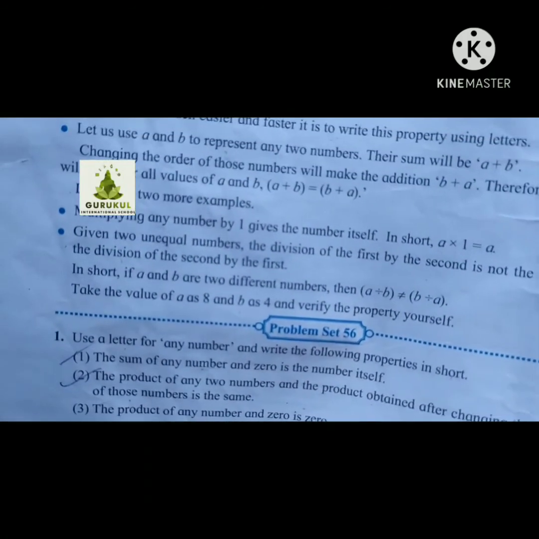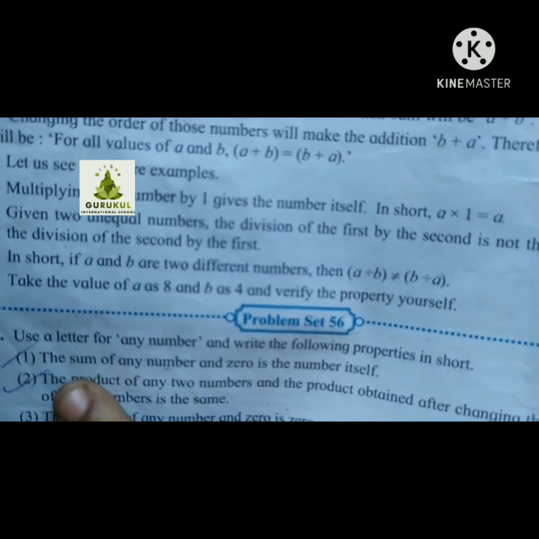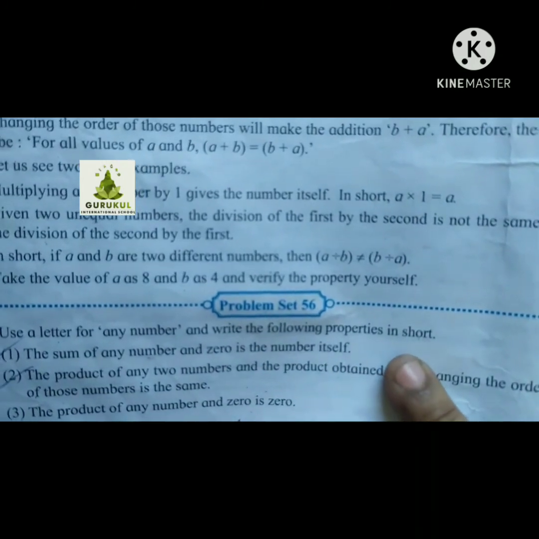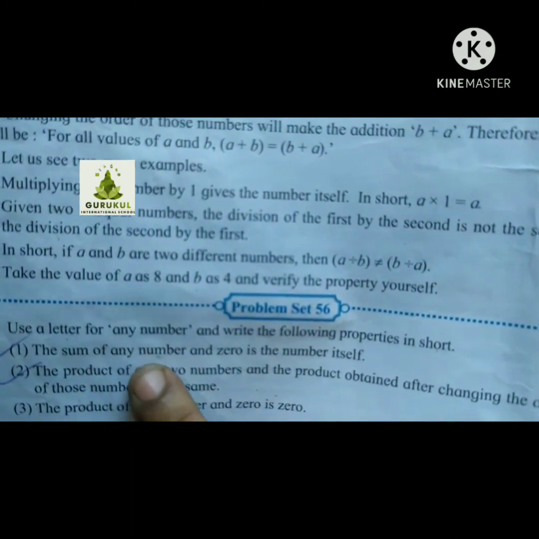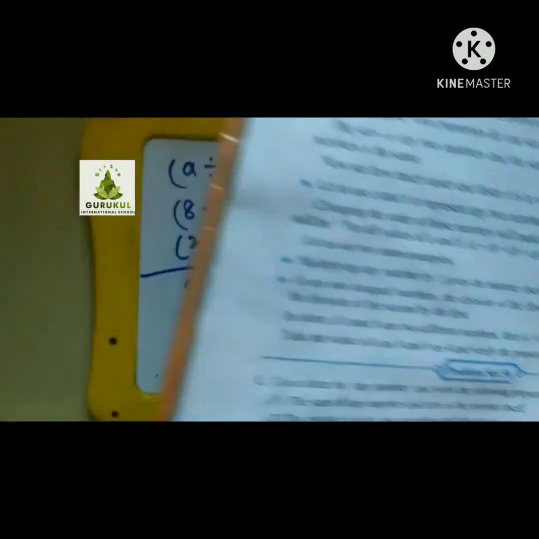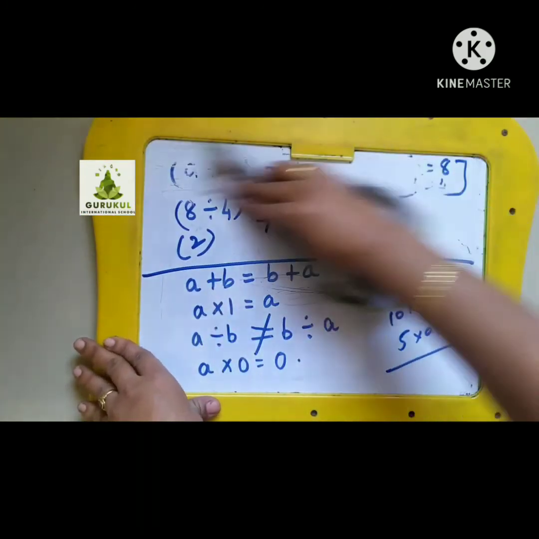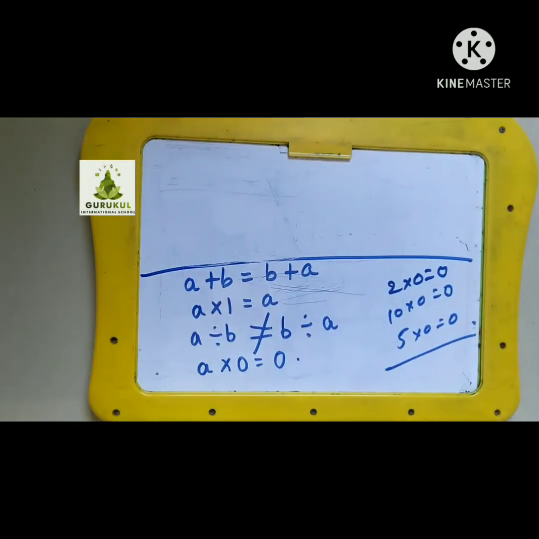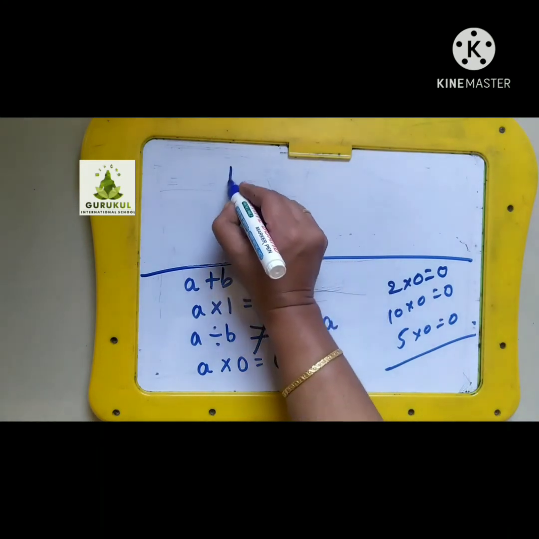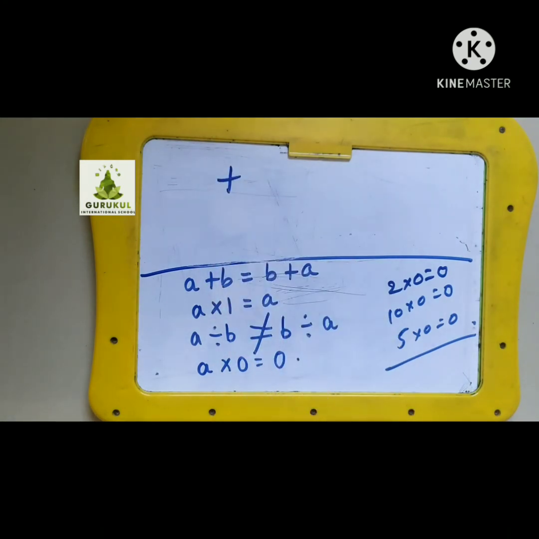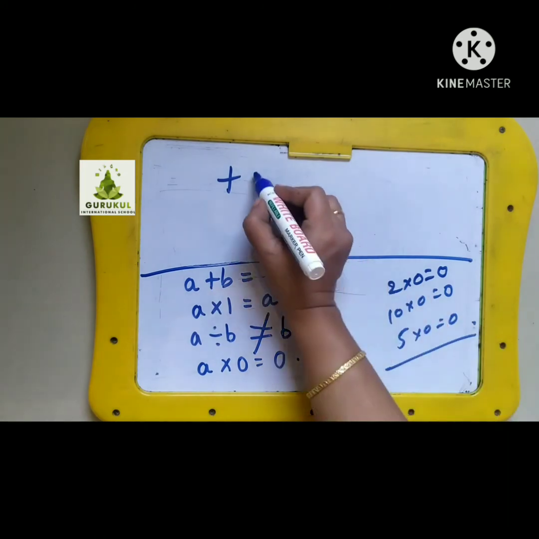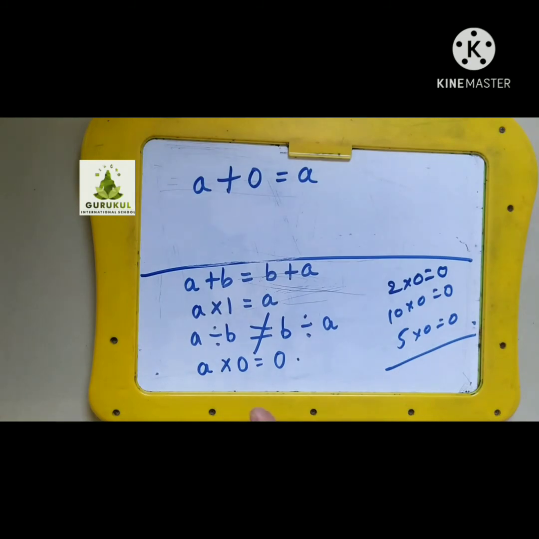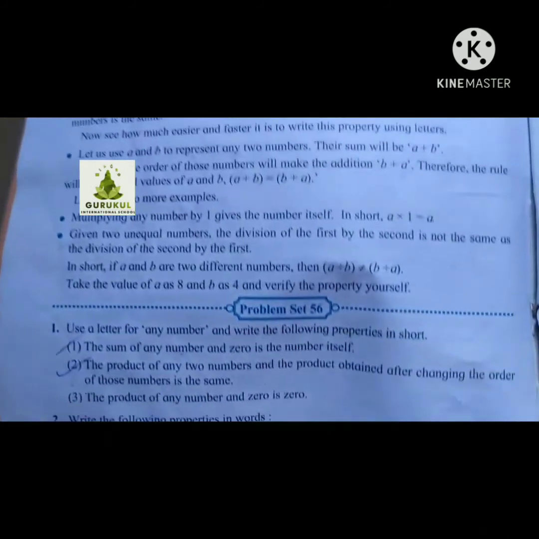Okay, now we will see the practice set 56 over here. Use a letter for any number and write the following properties in short. The sum of any number and 0 is the number itself. That means what is the property telling you here? The statement is given, you have to write what property it is. Sum means plus, of any number and 0 is the number itself. That means A plus 0 is equal to A. So the first answer you got, A plus 0 is equal to A.